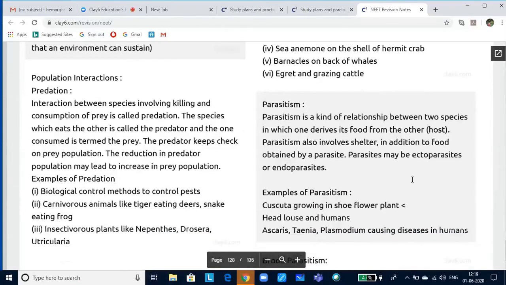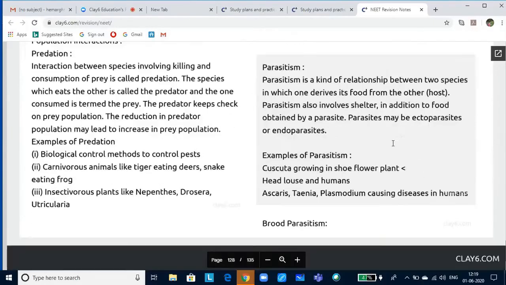You might have seen the egrets on the cattle. Nothing will happen to the cattle. The egrets will be getting worms or other things that the cattle don't need, but which act as food for them.